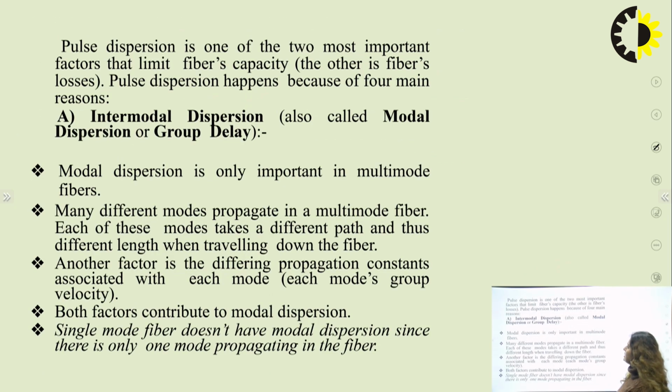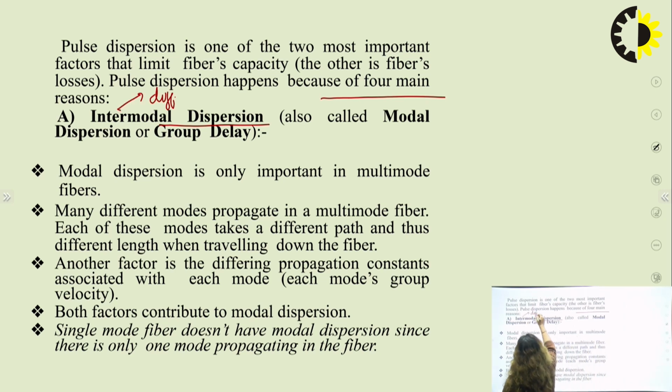So pulse dispersion is one of the two most important factors that limit fiber capacity. The other is fiber losses. Pulse dispersion happens because of 4 main reasons. The first one is the intermodal dispersion. Inter means different. So whenever there are different modes, in between these modes we have intermodal dispersion. This is also called modal dispersion or group delay.